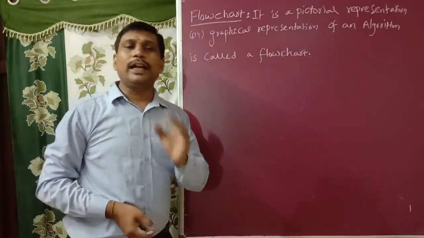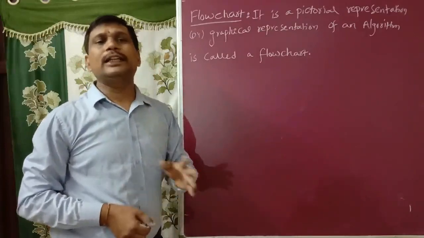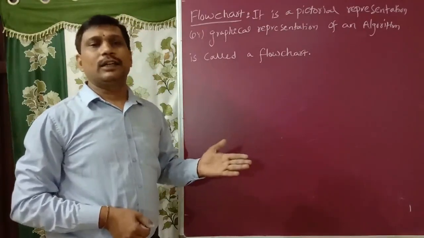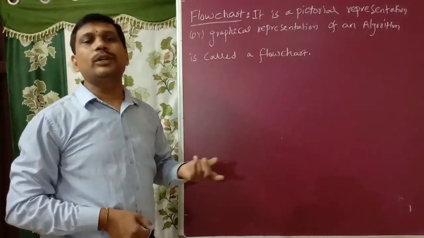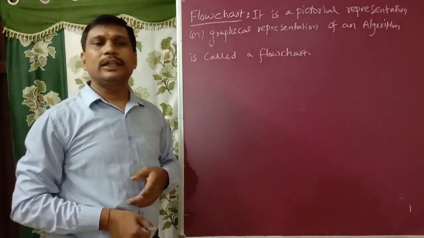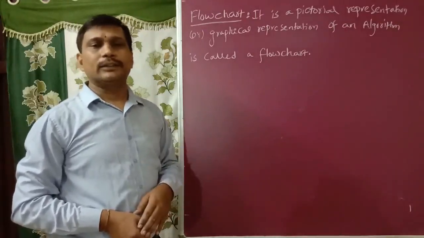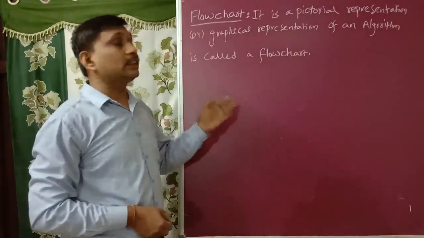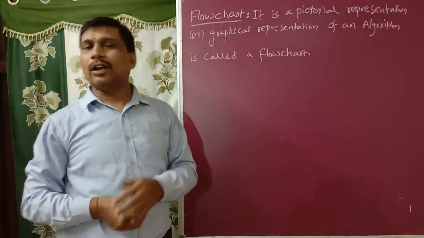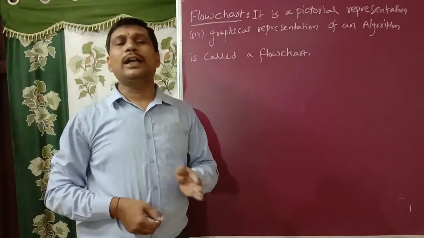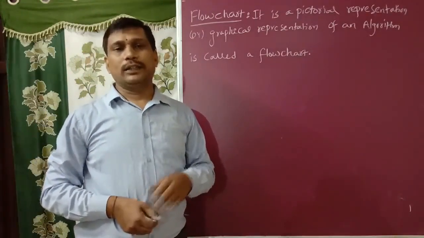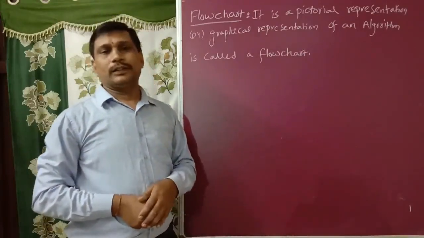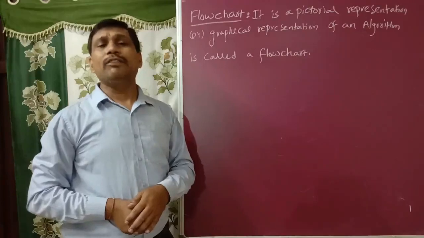First, we define the algorithm in general English format. After that, we convert those general format steps into different symbols in a graphical manner. That is the concept of flowchart. We use different symbols. We already discussed this concept in the first year topic, so we will not go in depth. We just define the basic concept of flowchart.